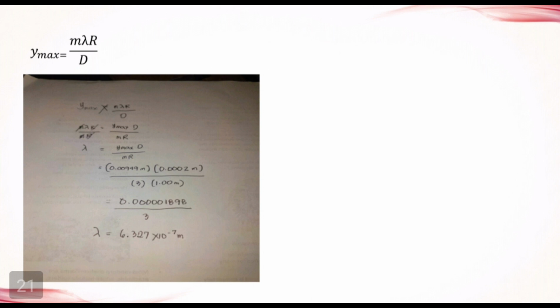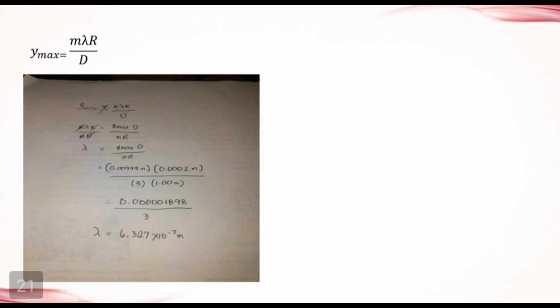Cross multiplying, you get M times lambda times R is equal to y max times d. In order to get the wavelength, you need to divide both sides by M and R. So the formula for our wavelength is y max times d over M R. After that, you need to substitute the given values into the formula.